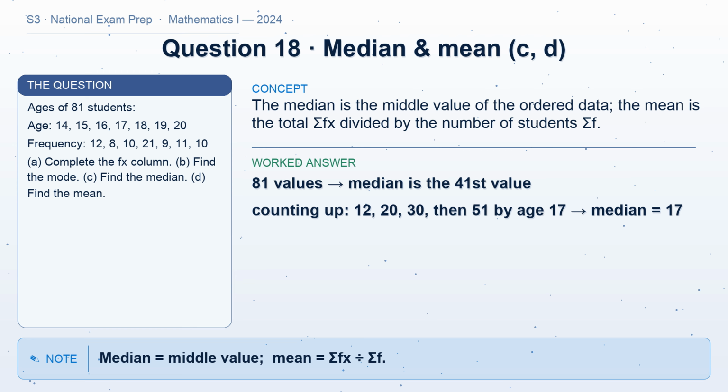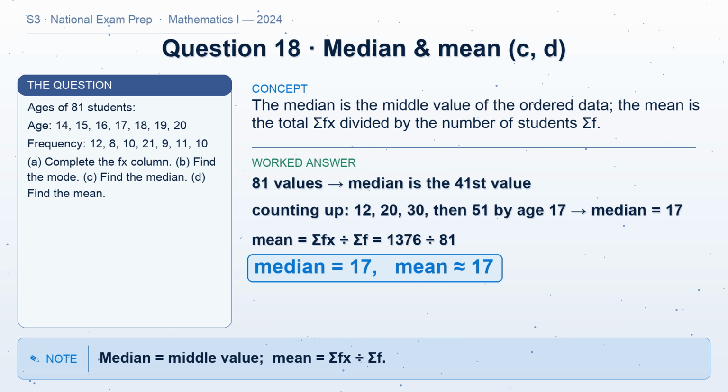The mean is the total of the fx column divided by the number of students. That is 1,376 divided by 81, which is about 17. So the median is 17, and the mean is also about 17.